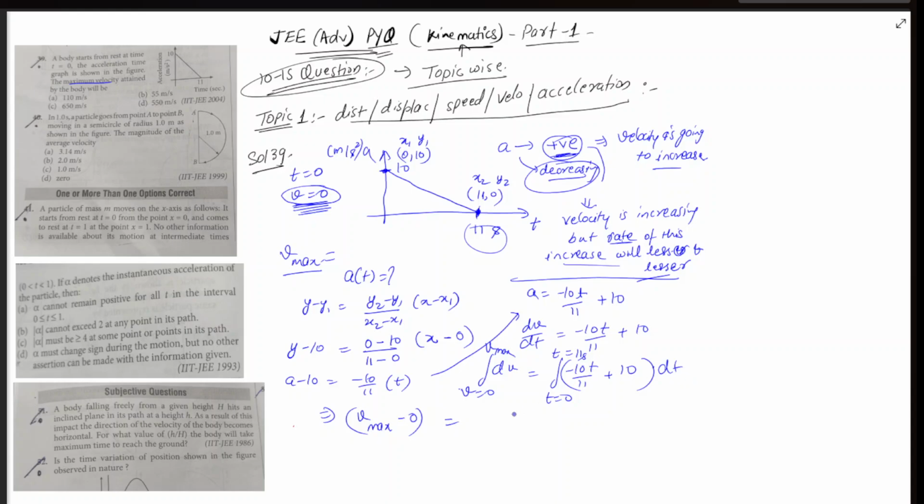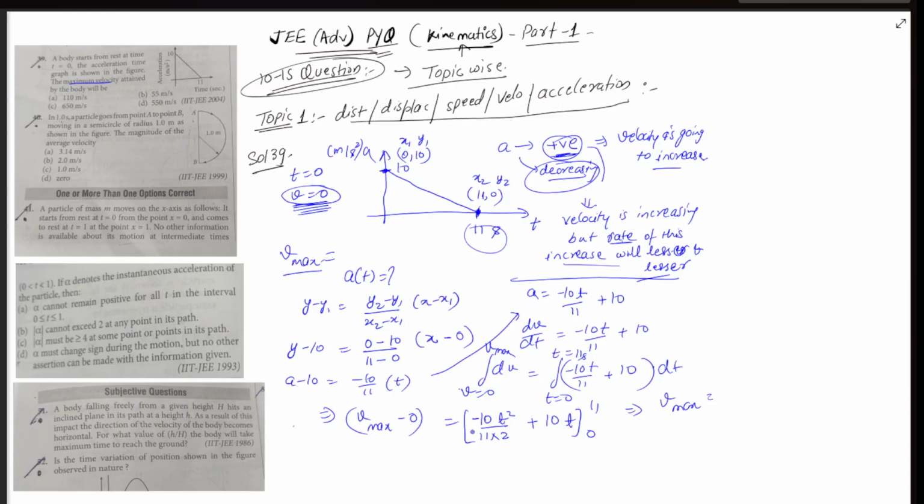t dt is t square by 2. So it will be minus 10 t square by 11 into 2 plus 10t. Now we have to put our limits 0 to 11. So both have t terms, so 0 will be 0. I just have to put 11 here. And what will that come out to be?